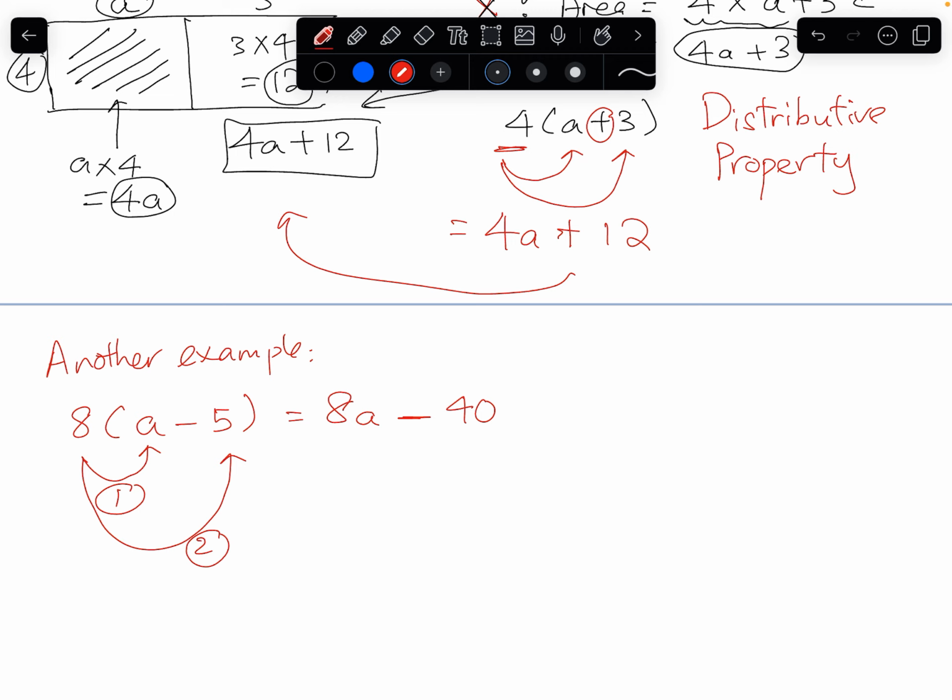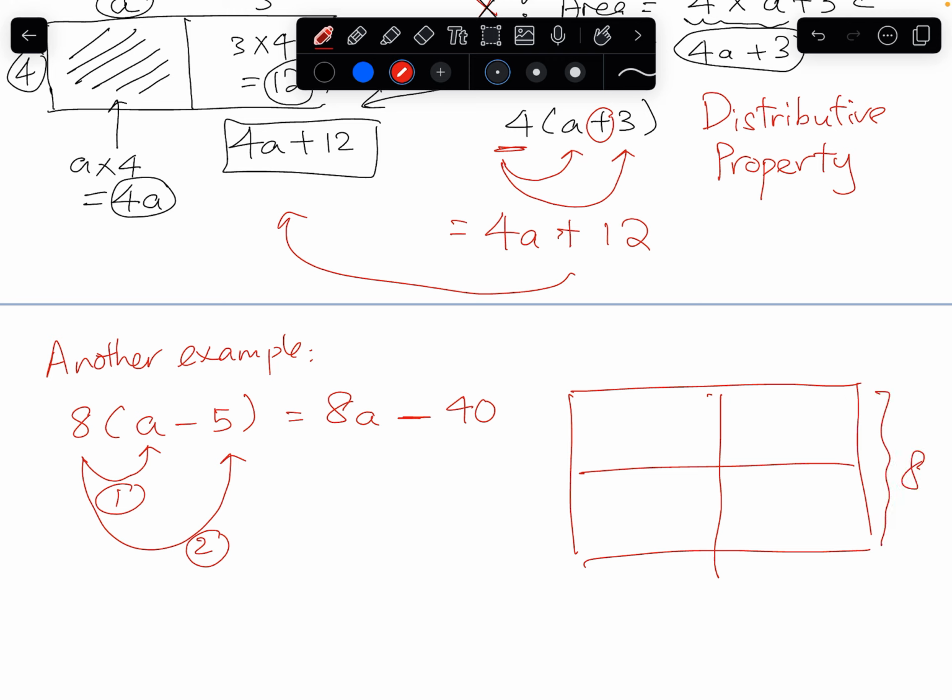Okay? Now, again, if you want to draw the diagram, you could easily do the same thing. Okay? I'll divide these two rectangles into like 2 little parts here. Now, we know that one of it has to be 8. Okay? So, I can call this whole thing to be 8 if I want to. And A minus 5, I'm going to put A here, and I'm going to put minus 5 here, because when you add these two up, it's going to give me A minus 5.